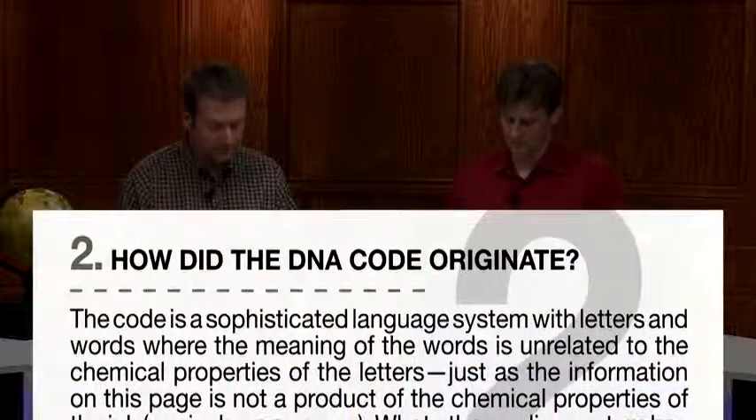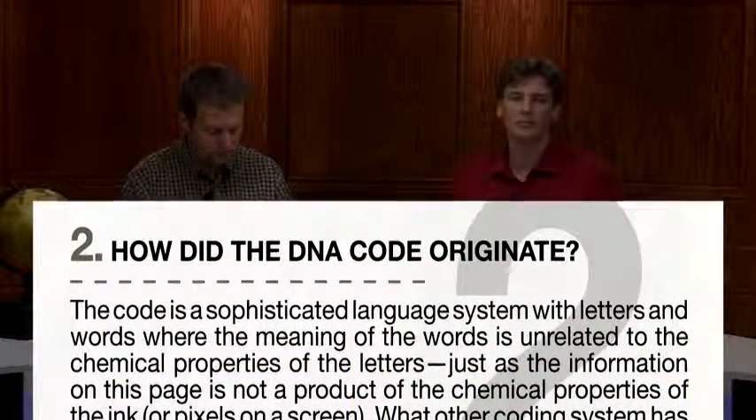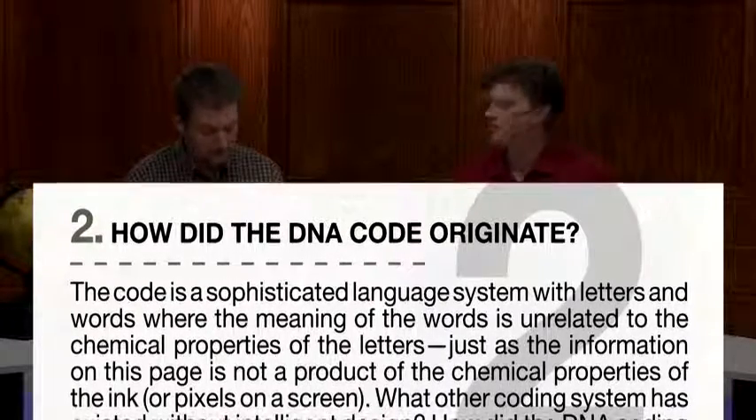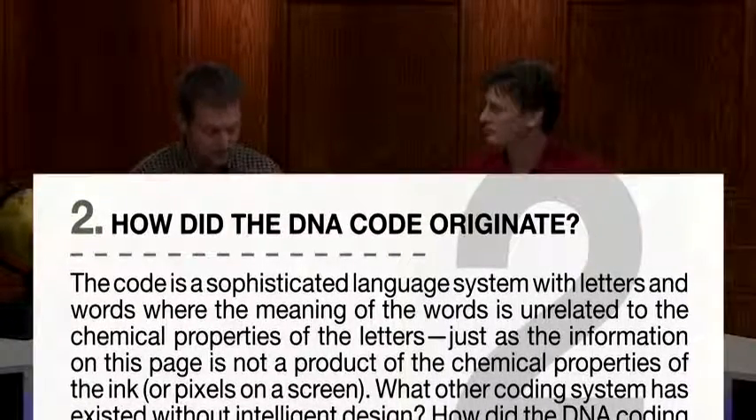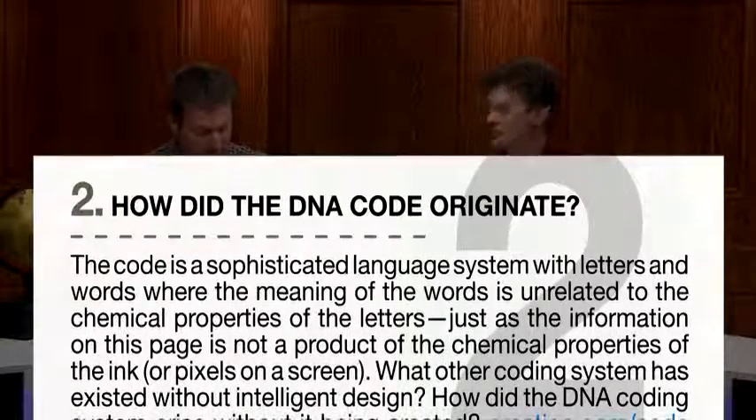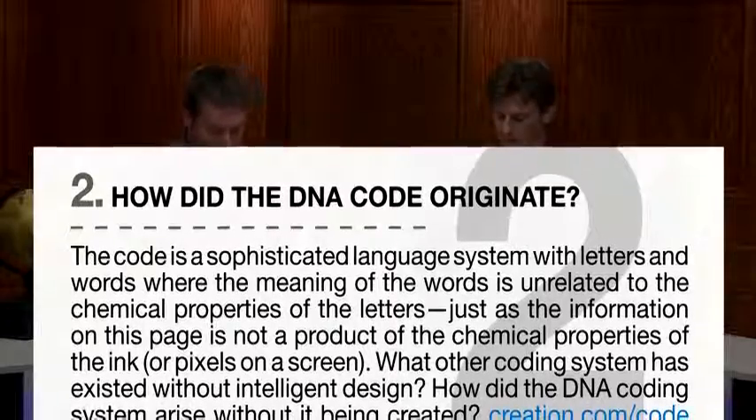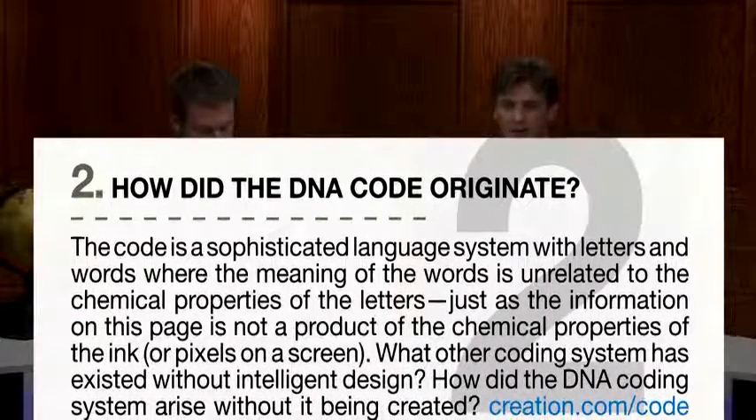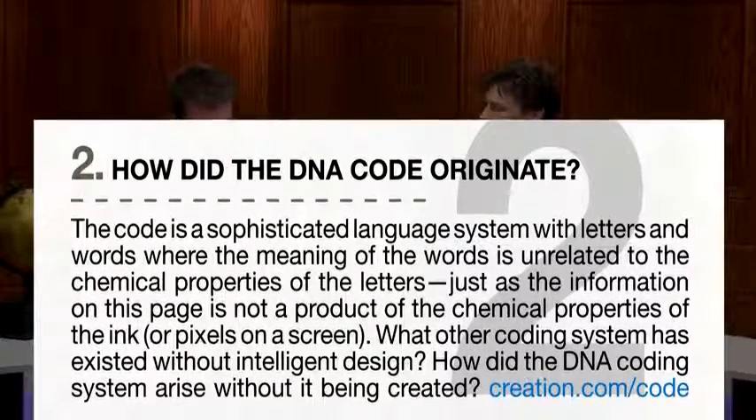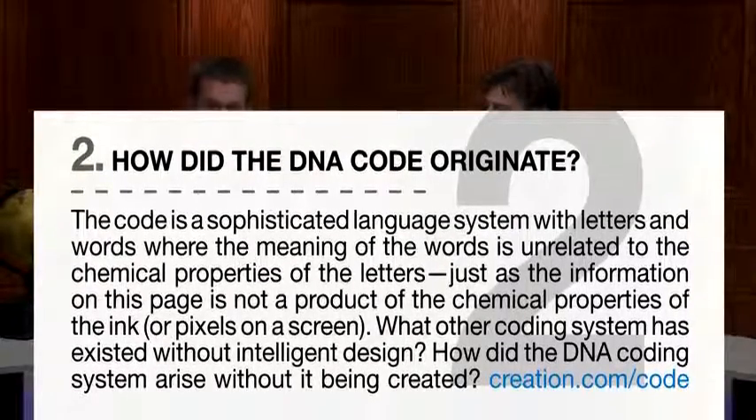The code is a sophisticated language system with letters and words where the meanings of the words is unrelated to the chemical properties of the letters, just as the information on this page is not a product of the chemical properties of the ink or pixels on a screen. What other coding system has existed without intelligent design? How did the DNA coding system arise without it being created?